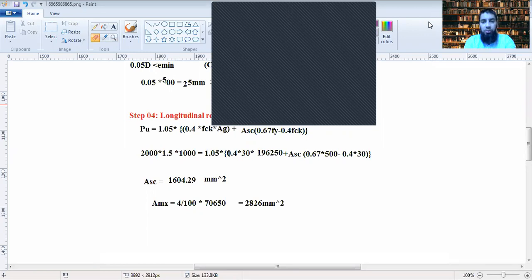Let me check the answer. 0.4 into 30 into 196250 into 1.05. This is 24272750, and that is 0.67 into 500, 335 into 1.05, 351.75 minus 0.4 into 30 into 1.05, that's 12.6, minus 1.5 is 339.15 Asc, and this value is 2000.